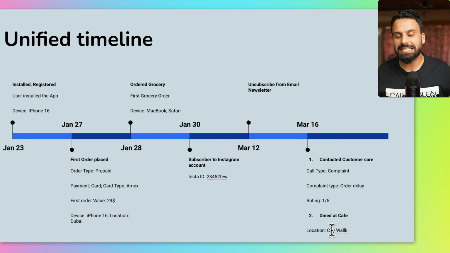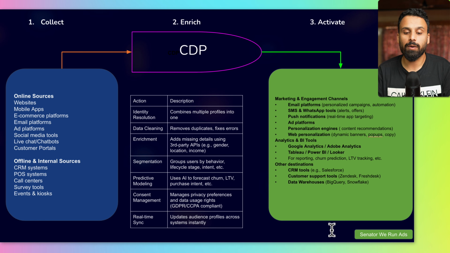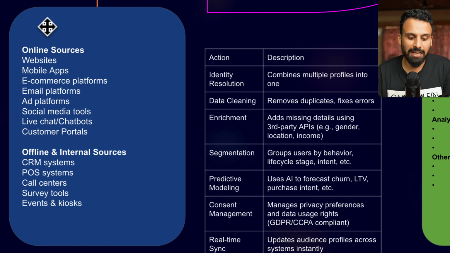Over the years, this CDP collects a lot of data. And to give you a bigger picture, this is how a CDP basically works. The first step again is collect. It can collect data from online sources like websites, mobile apps, e-commerce platforms, email platforms, ad platforms, social media tools, live chatbots, customer portals. To give you a few examples, let's say they chatted on the website chatbot.